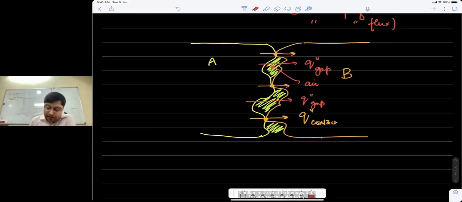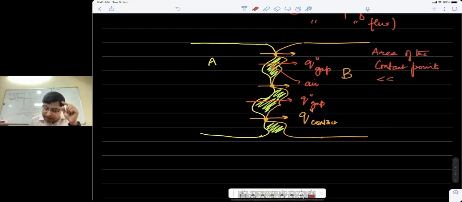Now, the other thing is, you can also imagine that the contact points are point contacts, right? They may be points or maybe some surface contacts. But in reality, what happens is that the area of these contact points is much less compared to the area of these gaps.